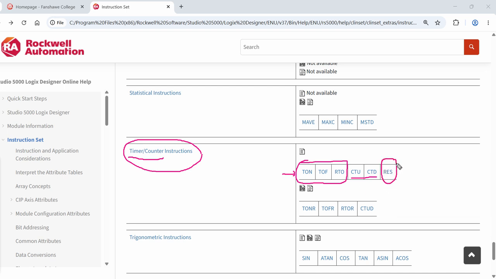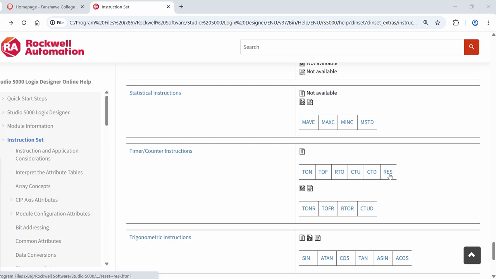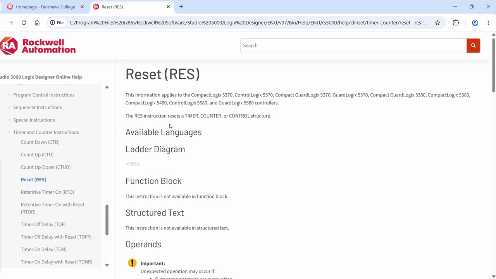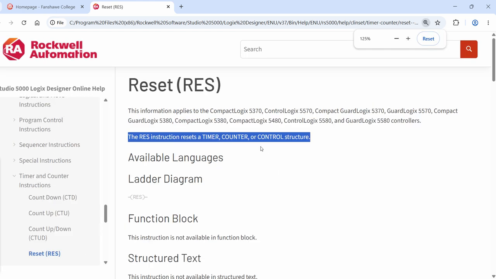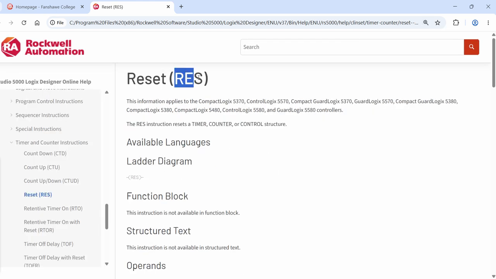The other reason is RES. You can see here the reset instruction. You can use it on both the timer and counter, so it is shared by both. Actually, if you remember, the control structure is also reset by the RES instruction. I think they should mention it, let's have a look. Yes, that's right. The RES instruction resets a timer, counter, or control structure. So those are the three data type tags that can be reset by one RES instruction.